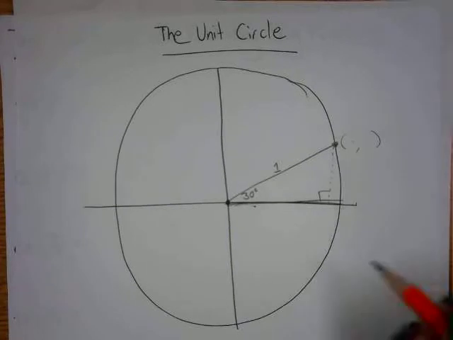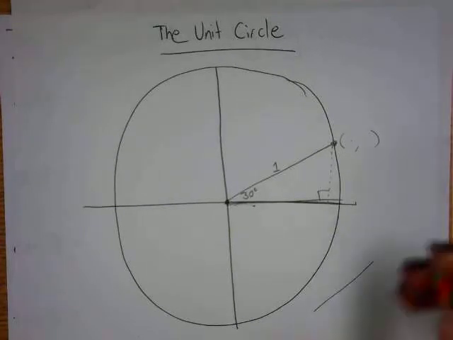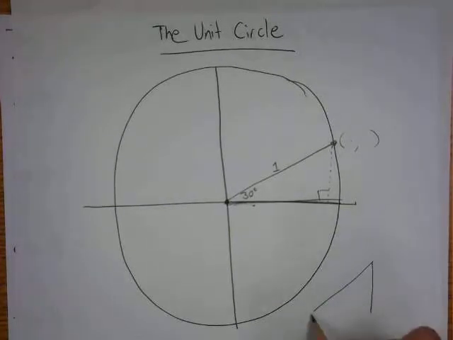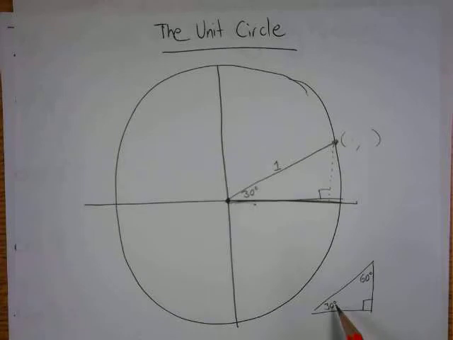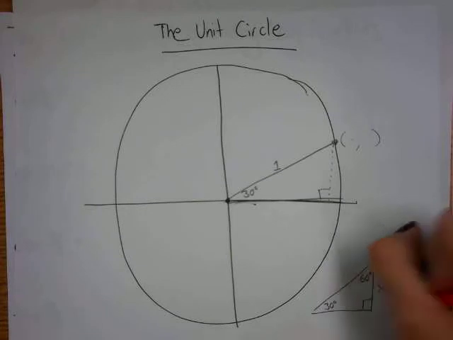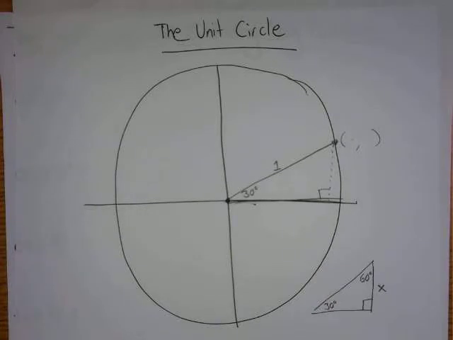So let's think about what we know about a 30, 60, 90 triangle. I'm going to draw a separate one over here. Anytime I have a special right triangle like this, 30, 60, 90, I have a relationship between the sides. I know that if this side right here across from 30 is x, some number, then the hypotenuse will be double that. It's going to be 2x. And this side across from 60 degrees is going to be root 3 times whatever x is.